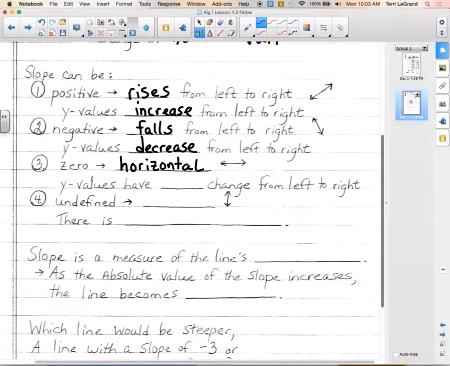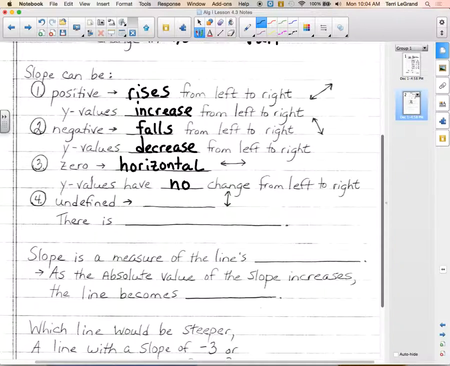And what's happening to the y values? As x is increasing, as you move from left to right, what's happening to the y's? Are they increasing? Are they decreasing? They stay the same, so there's no change. Y values have no change from left to right. They will always be the same. For every point on that line, the y values will be the same. So if y is equal to 2 for one of the points, y will be equal to 2 for all the other points on that line. Only the x values change.